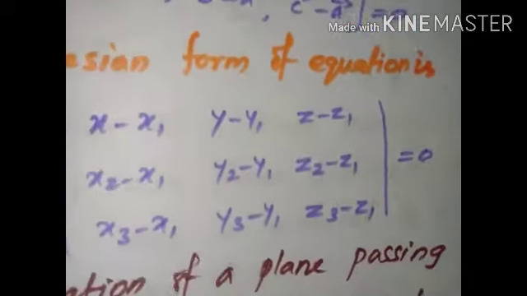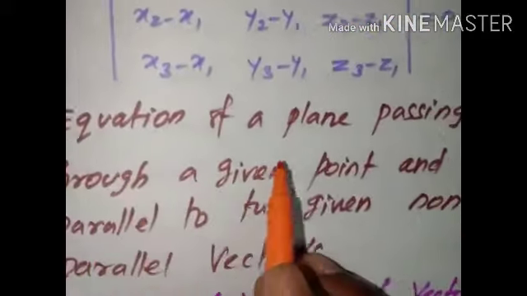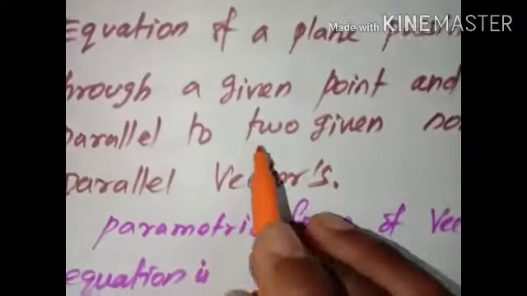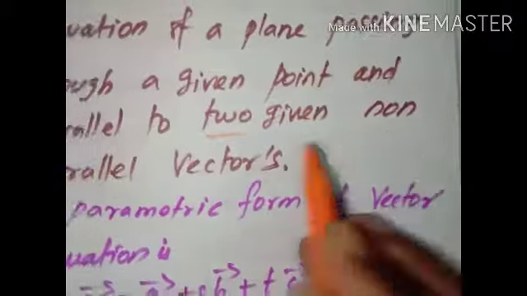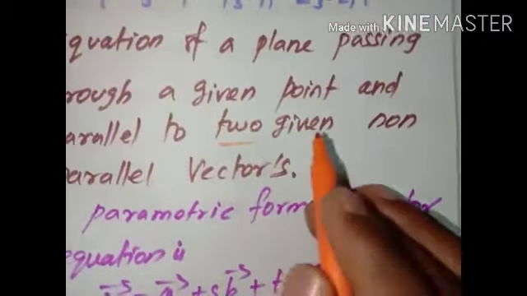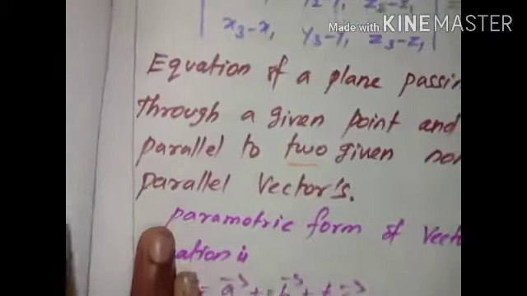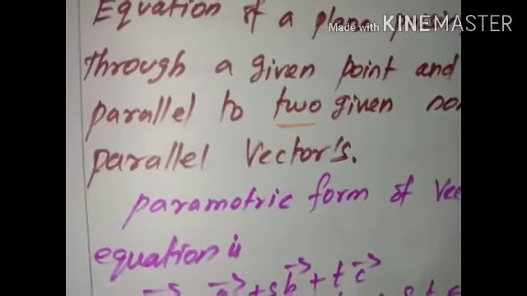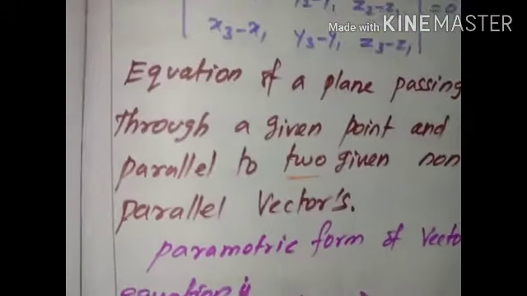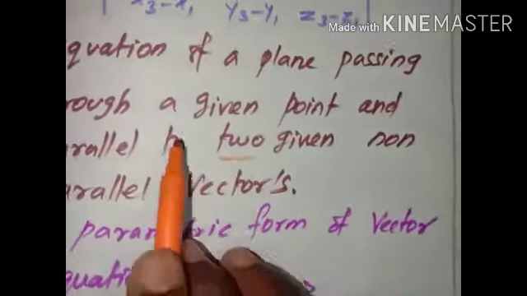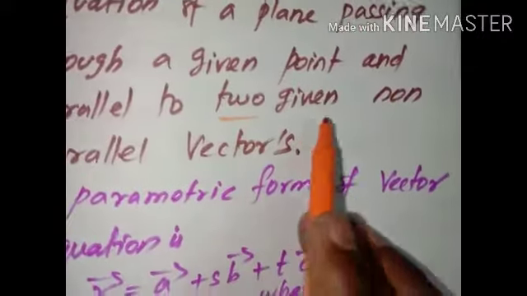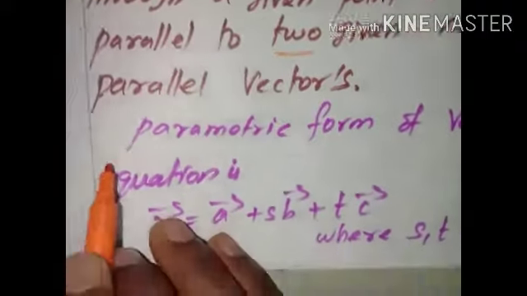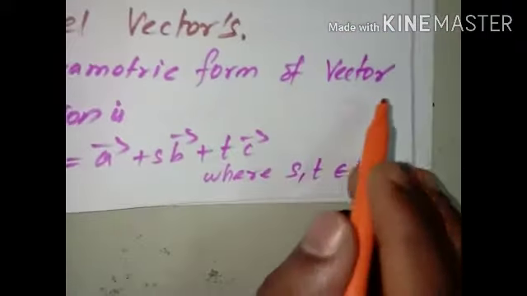Next, equation of a plane passing through the given point and parallel to two given non-parallel vectors. So now in this case, one point and 2 vectors: a given point and parallel to 2 given non-parallel vectors. The first subdivision, parametric form of vector equation.